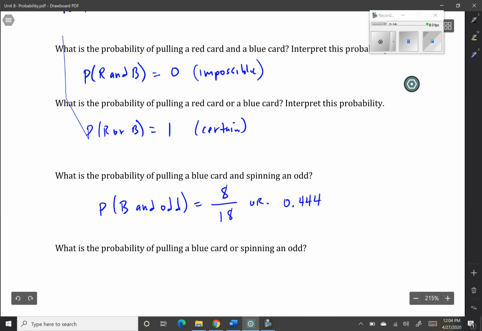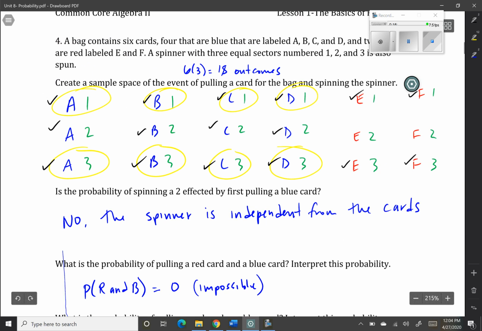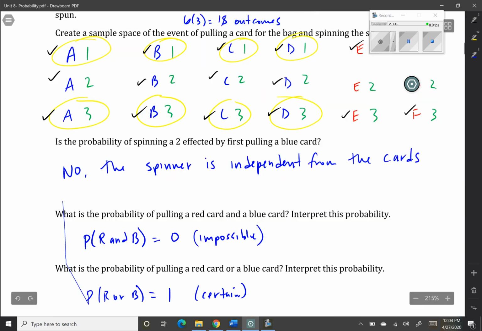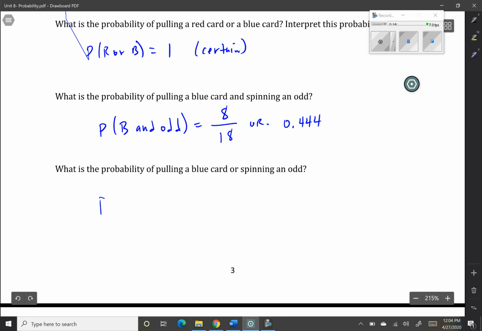Okay, so we had 18 outcomes, 8 of them were blue and odd. Now let's go back. Everything that I checked there with black is an outcome that satisfies blue or being an odd number. So out of the 18 possible outcomes, 16 work. So the probability of being blue or odd is 16 out of 18. If I do 16 divided by 18, I get 0.889. Sorry if that was confusing. I just miscounted. It happens to everybody.